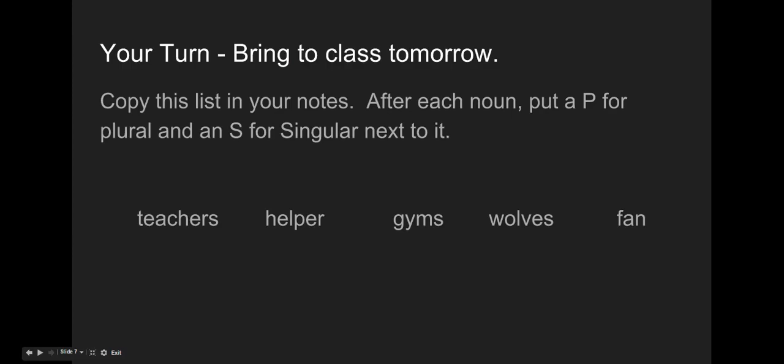All right, your turn. Bring this to class tomorrow or next time. Copy this list in your notes. After each noun, put a P for plural and an S for singular next to it. Teachers, helper, gyms, wolves, and fan. All right, make sure you bring it back with you tomorrow. Make sure it gets in that homework folder or in that notebook.